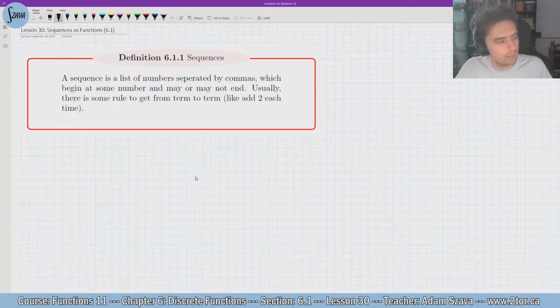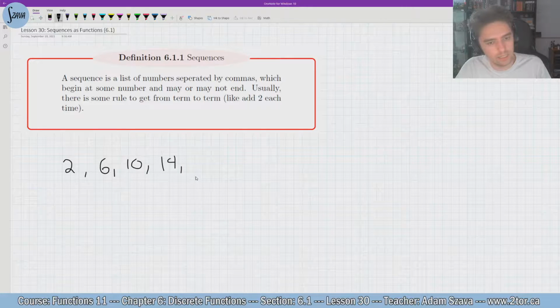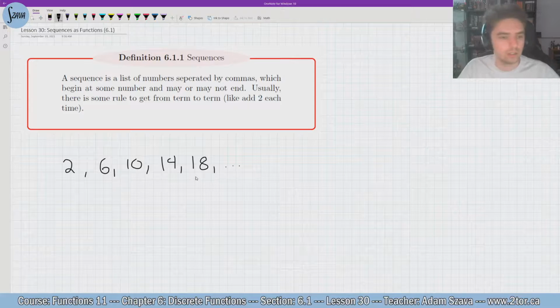If I have the sequence 2, 6, 10, 14, 18, ... that is a sequence because it's a list of numbers separated by commas which begin at some number, and may or may not end. So this doesn't end. The ... you can read as so on and so forth, just sort of keep going. And usually there's some rule. It doesn't have to be a rule, but usually there's some rule to get from term to term. And so you see from here, you add 4 to get from term to term. Each thing inside the sequence is called a term. So we add 4 each time.